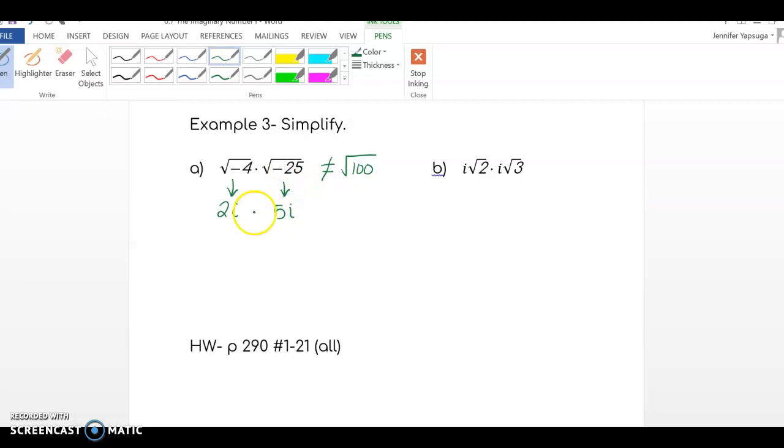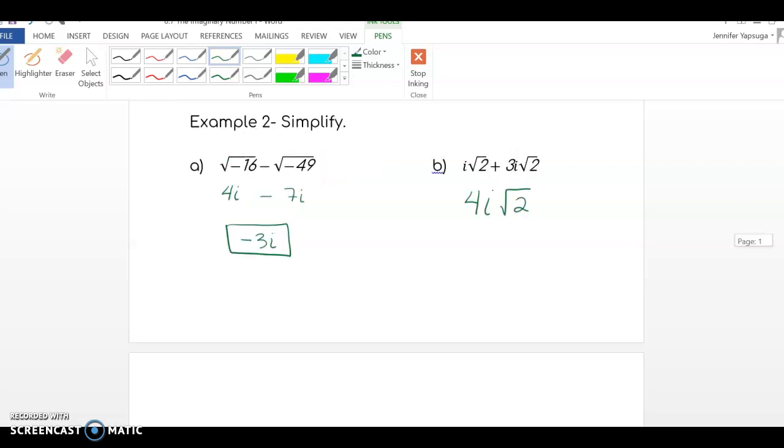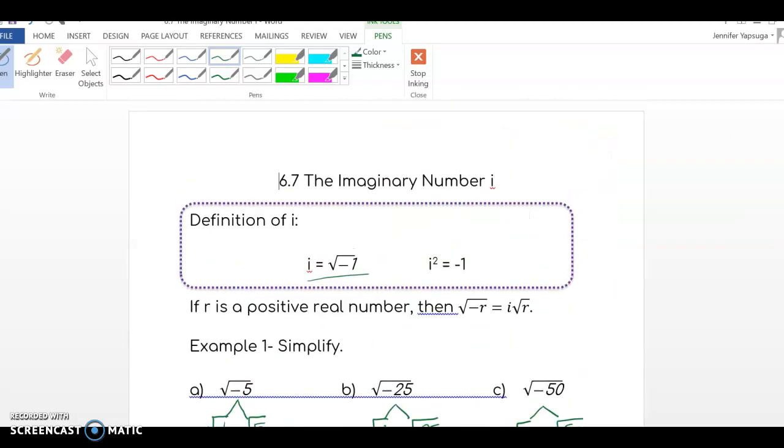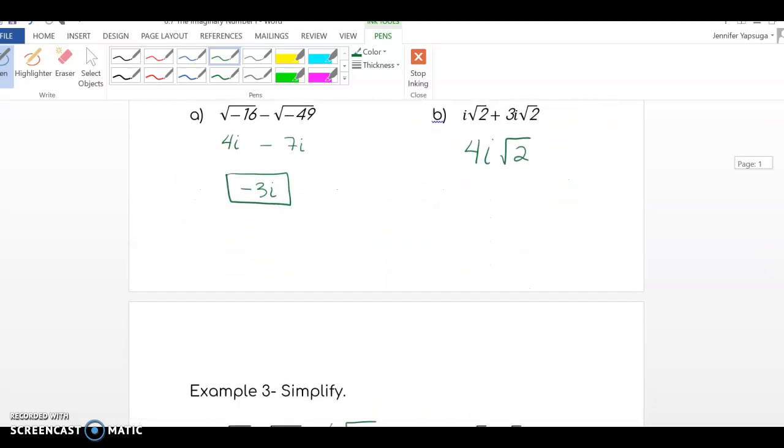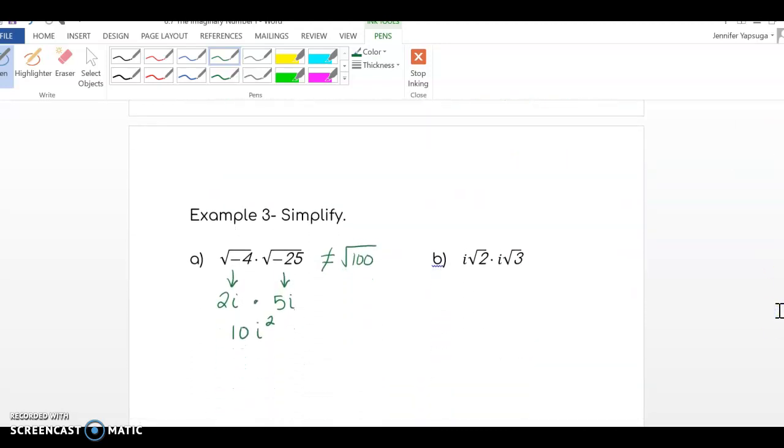And then we can go ahead and multiply these two together. So I have 2i times 5i, and that gives me 10i squared. And then if you recall, if you go back up to your original definition, i squared is negative 1. So if i squared is negative 1, that means I'm going to multiply 10 times negative 1, and that gives me an answer of negative 10. This is my final answer.